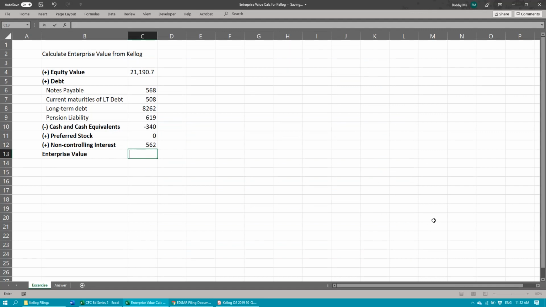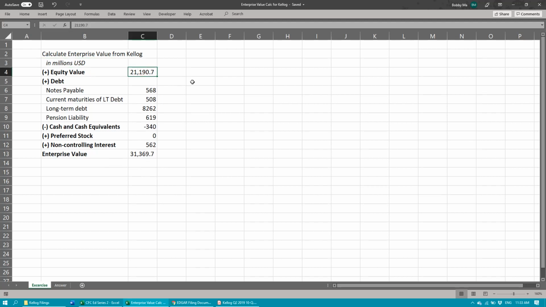So summing all that up, all plus, need to add in this one, so then you have $31 billion of enterprise value. And note all these values are in millions. And that is just a brief summary of how to calculate enterprise value.